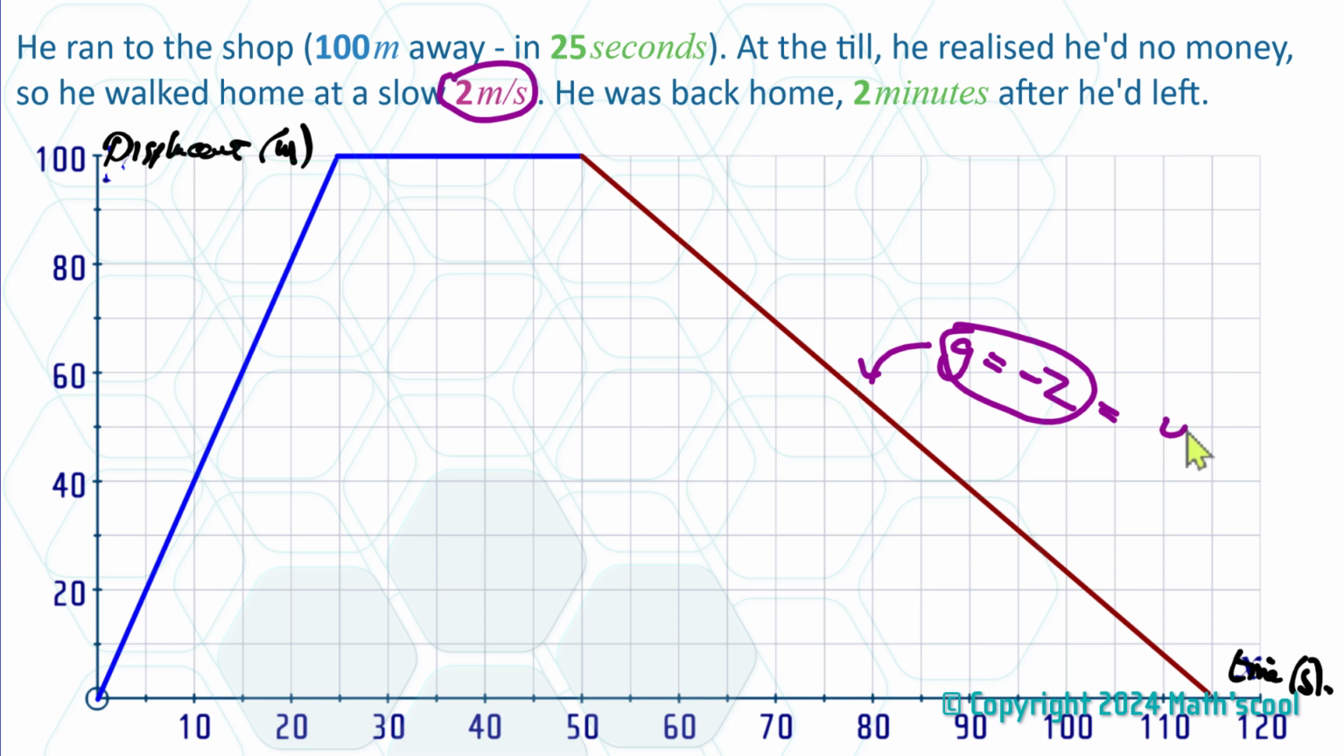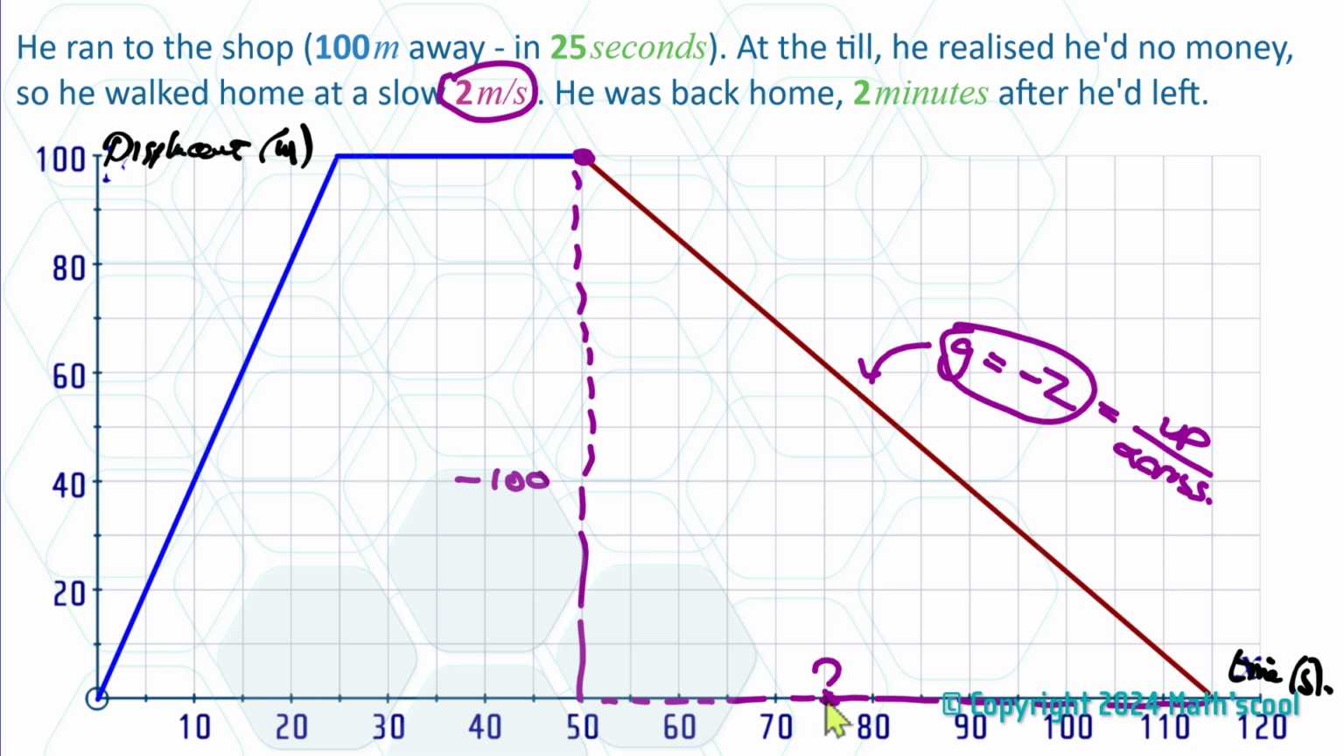And I know that gradient is up over across. That's how we work it out. Gradient is up over across. So I know from here to here, of course, he's got to go back 100 meters. So up is -100 over across. I don't actually know what across is. Remember, I just guessed this, so I don't know what across is. So I'm going to leave across as a question mark. So that's going to be minus 100 over, and across is just going to stay as a question mark, or I'll call it t as the unknown time. And so that gives me an equation, minus 2 equals minus 100 over t.